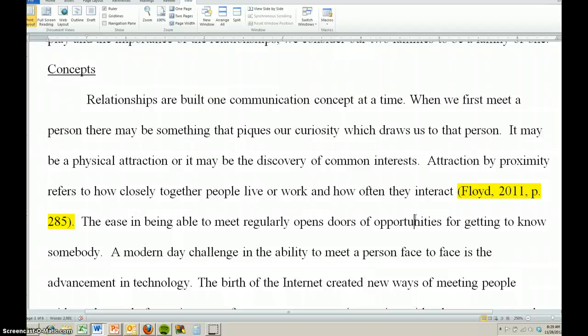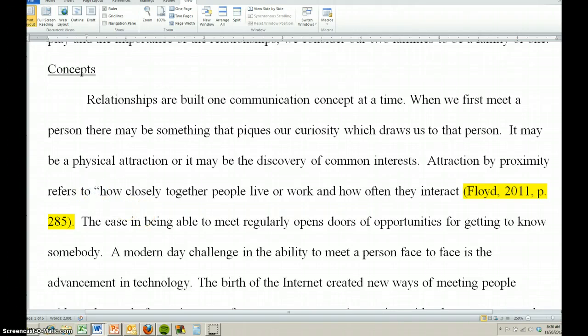Go ahead and pause. Now I'm on page 285 right now. And what I've discovered is that on page 285 of edition 2 of this book, the exact words, "how closely together people live or work and how often they interact," is a direct quotation from the book. So really, this is a quotation. You need quotation marks around it.